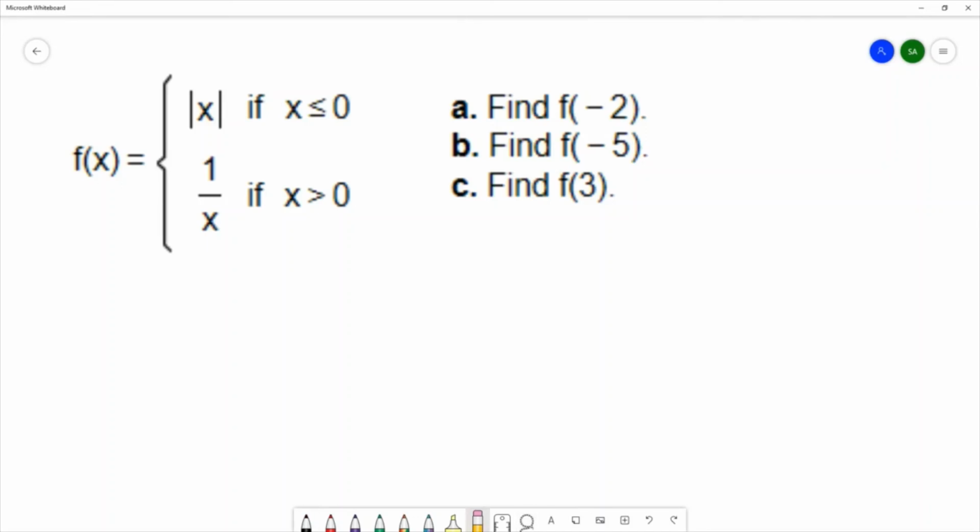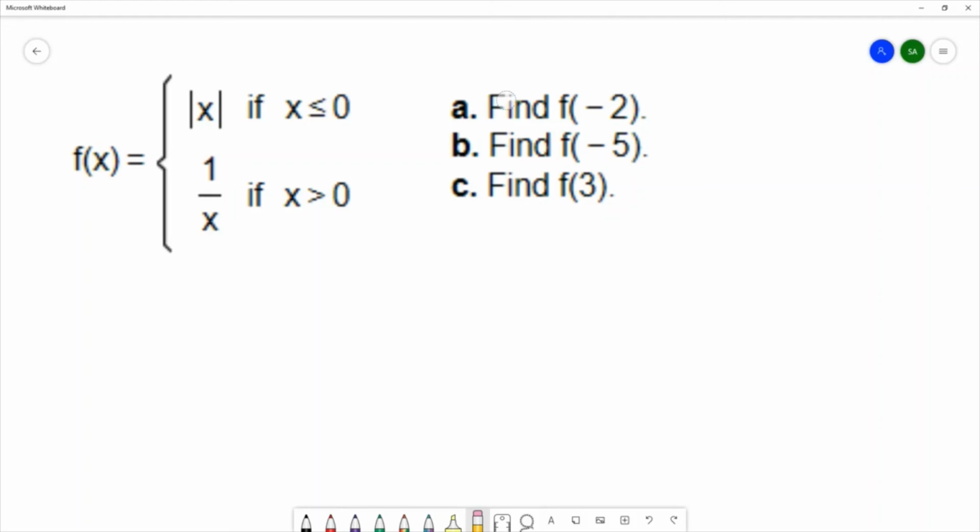On this question, we're given f of x equals this piecewise function. You can see by the curly braces, we have two different equations. One equation is the absolute value of x, and the other equation is 1 over x. And then we're given some guidance here on when to use each one of these equations. It says if x is less than or equal to 0, we're to use the absolute value equation. If x is greater than 0, we're going to use this reciprocal function 1 over x.